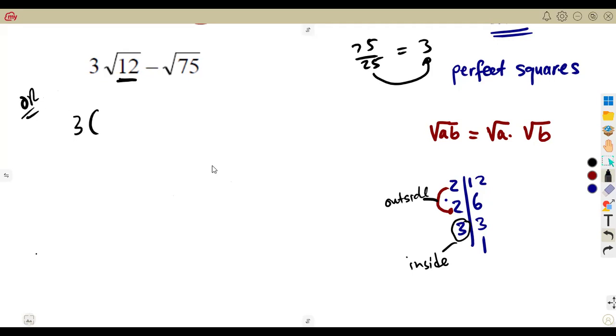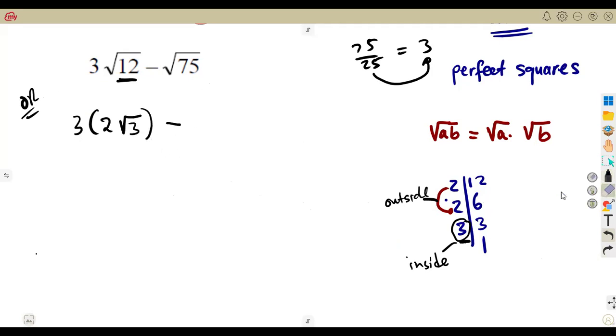So it's going to be 2 there, and the 3. That 2 out of the square root, it's a pair. We say a pair of 2. The 3 that is remaining under the square root.